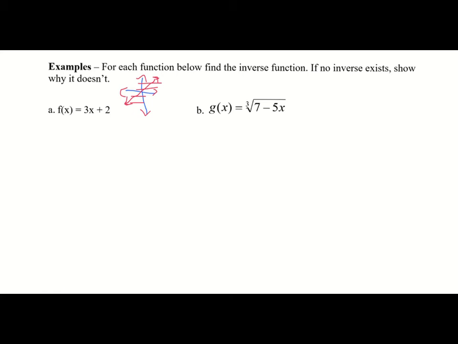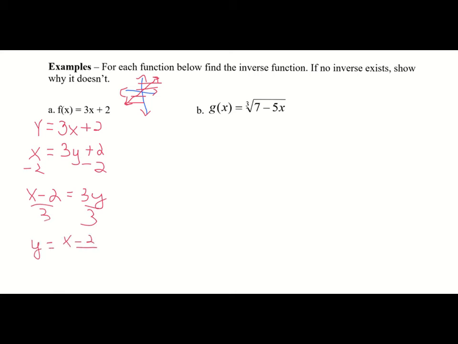And so to find the inverse, I'm going to start off, and instead of f of x, I'm going to make it y equals 3x plus 2. And then you switch your x and your y values. So now instead of y equals, it's going to become x equals 3y plus 2. And now we need to solve this equation for y. So I'm going to isolate y by first subtracting 2 from both sides. So now I have x minus 2 equals 3y. And then I'm going to divide both sides by 3. So we have y equals x minus 2 divided by 3.